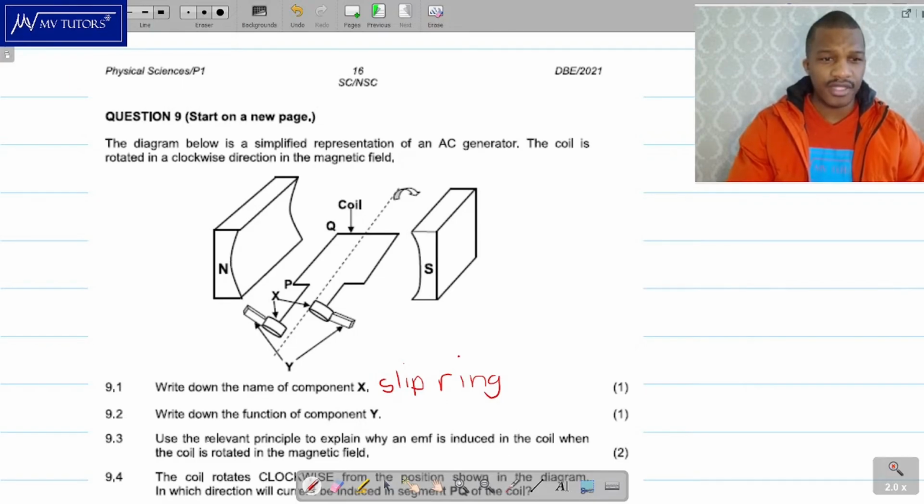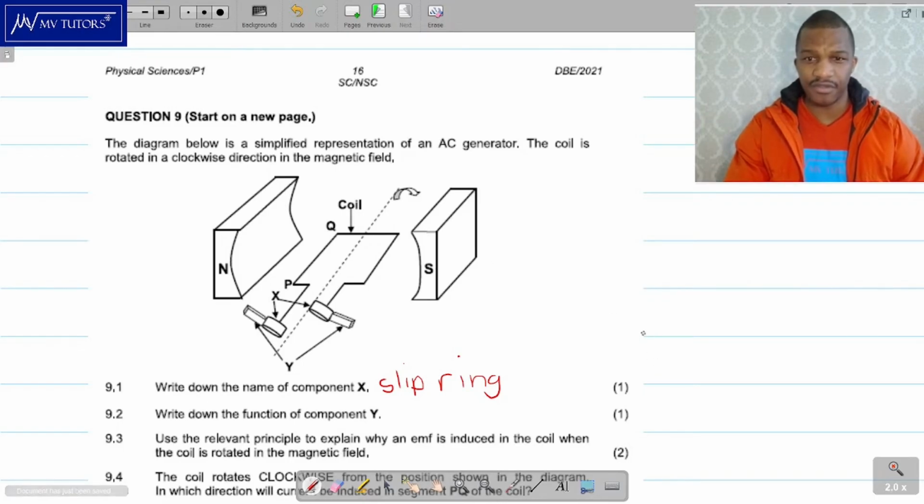Good. Now it says write down the function of component Y. Where's component Y? There it is. These ones, as you can see, are on the outer side of the slip ring. So its job really is just to transfer the current to the outer part of this apparatus. So let me just write that nicely for you, in a way that will actually make sense. I'm going to say that it transfers current.